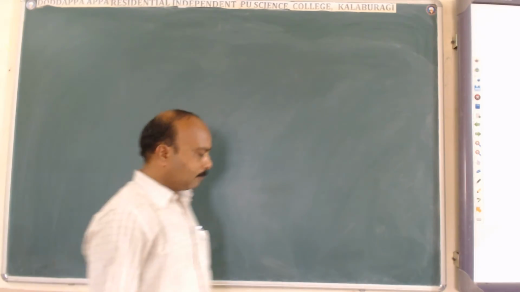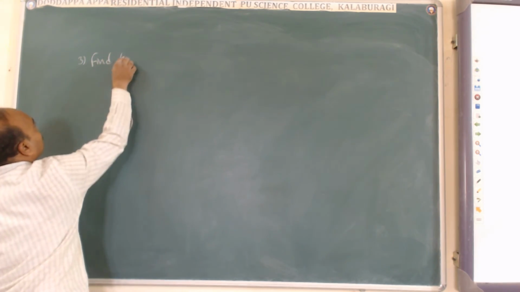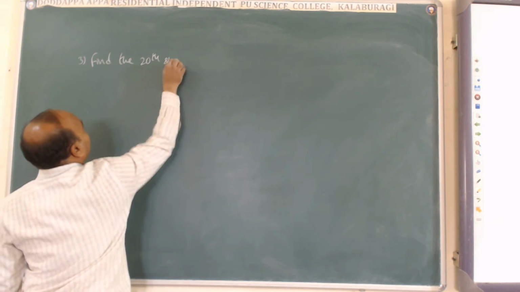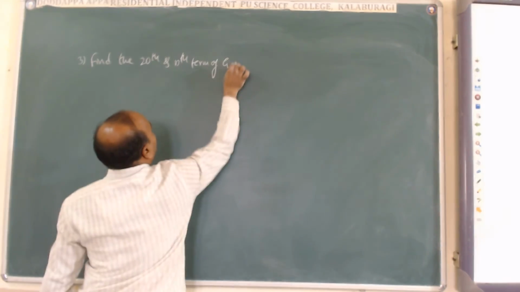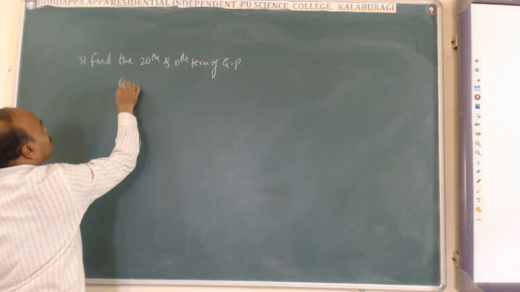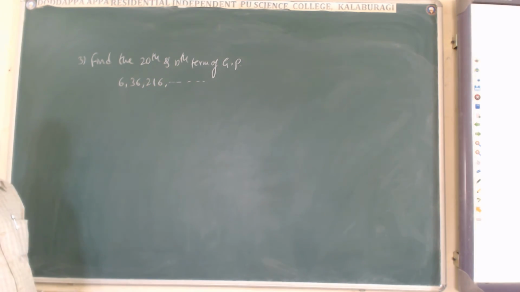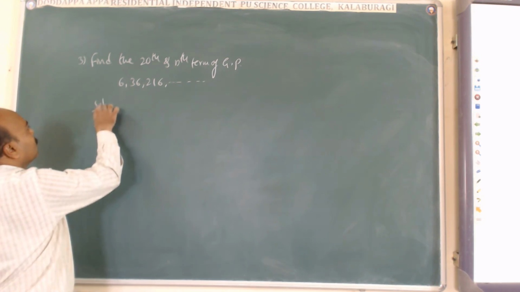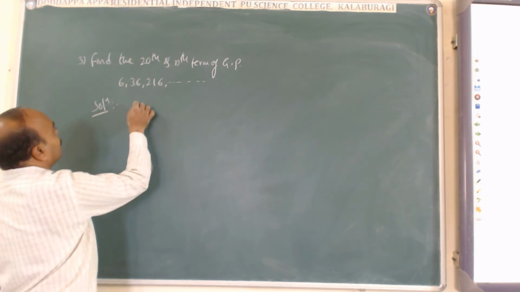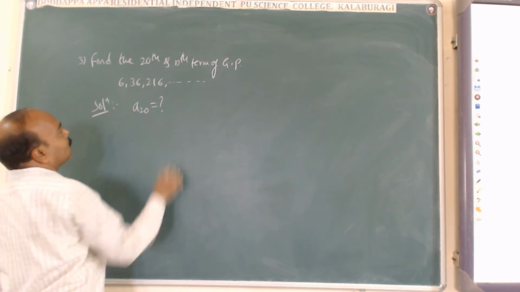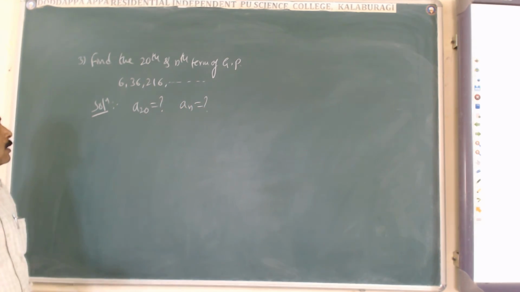Next example. Find the 20th term and nth term of the GP 6, 36, 216 and so on. So this is the given question. Now here we go for two conditions. First one is the 20th term, a20. Second one is the nth term, a_n. These two are clear.